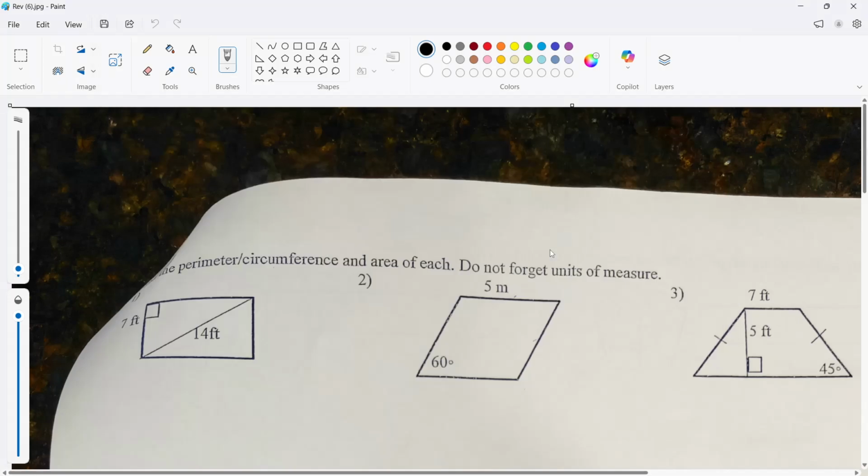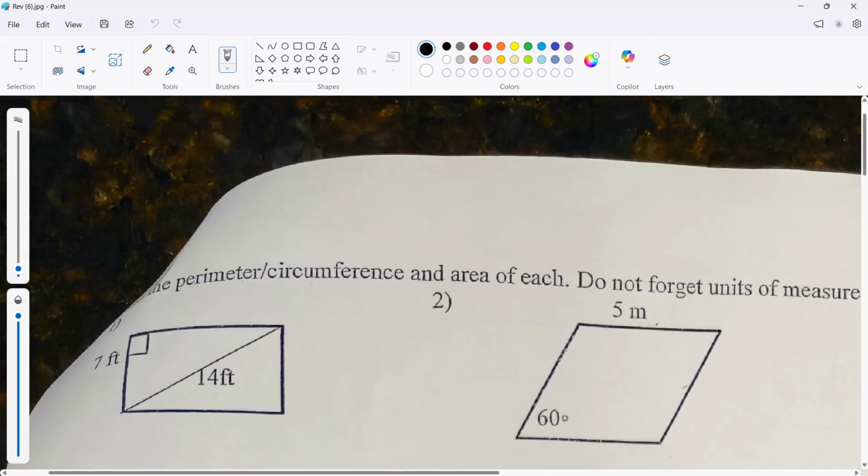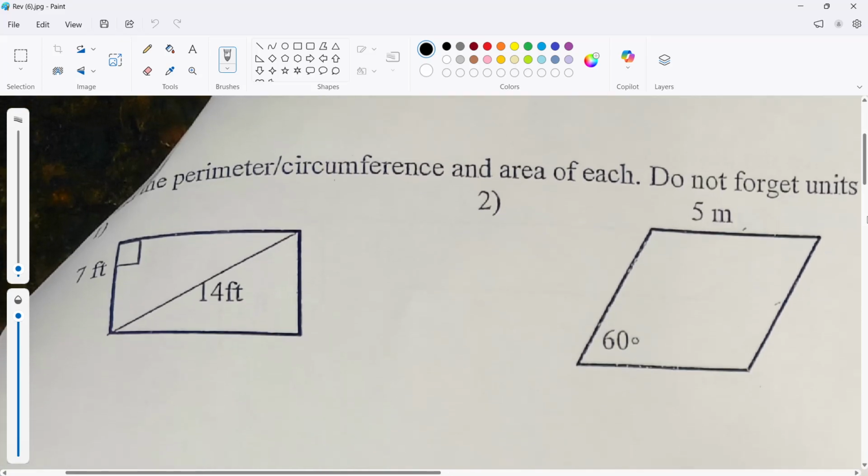This is the last page of a geometry review. I need to find the perimeter or circumference and area of each. Do not forget units. This first one is a rectangle. The page was a little curved, but I can see it's a rectangle.